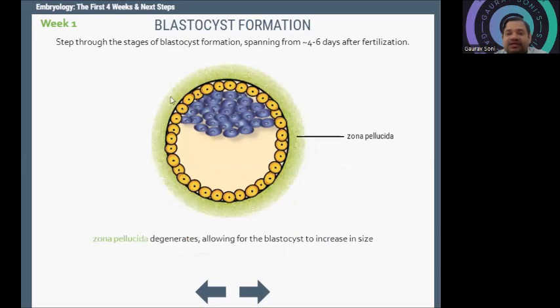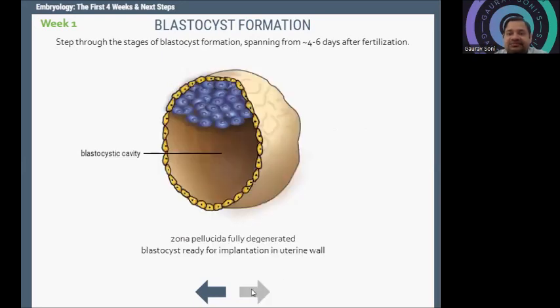Then what will happen? Now slowly the zona pellucida will disappear and the cells have already moved to one side. Zona pellucida degenerates so that the blastocyst cavity increases in size. Afterwards, you can see this 3D scene shown to you. The blastocyst cavity, the zona pellucida fully degenerated, and now the blastocyst is ready for implantation in the uterine wall. So this was all that happens in the first week of embryogenesis. We'll continue with the second week in the next video.